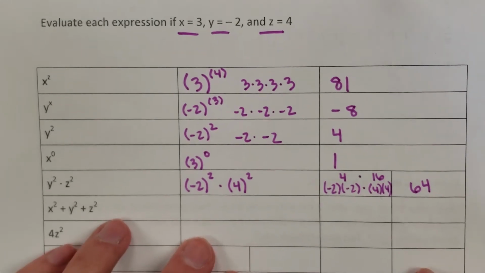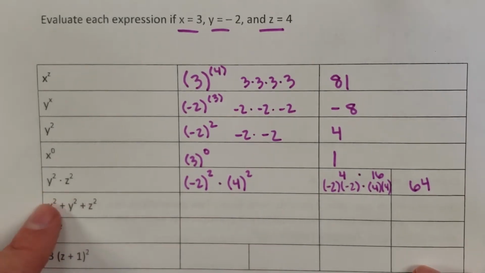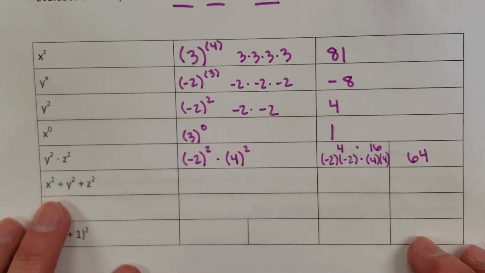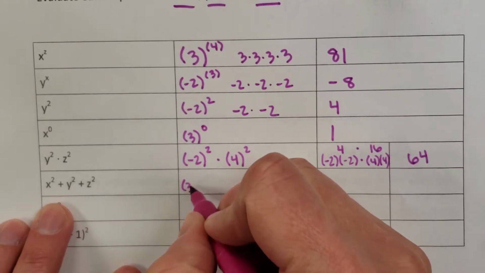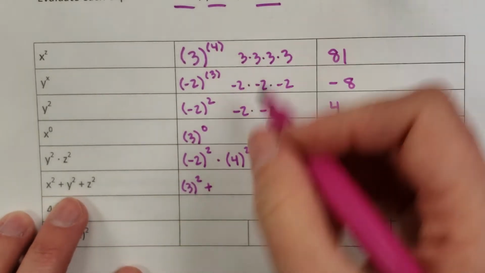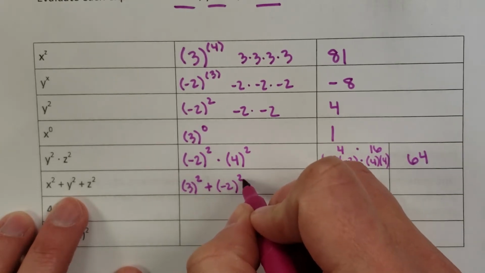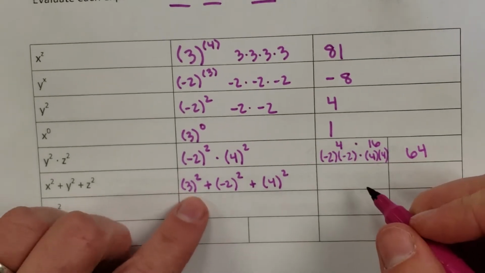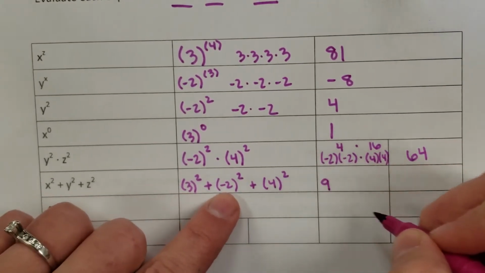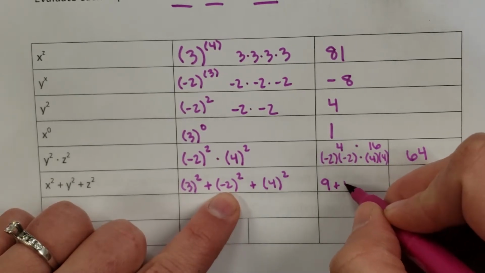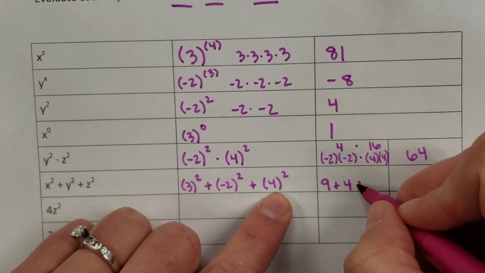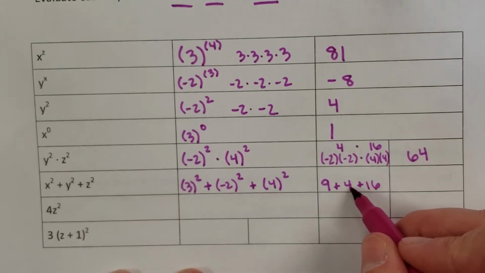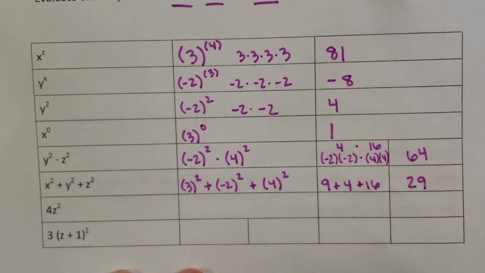So I recommend that after you sub in, if you have different terms or chunks, that you do them a piece at a time. So x squared means 3 squared, plus y squared means negative 2 squared, plus z squared would be 4 squared. What is 3 squared? 9. Negative 2 squared is 4. 4 squared is 16. See how I did it in its own piece? Okay. 16 and 4 is 20, plus 9 is 29.